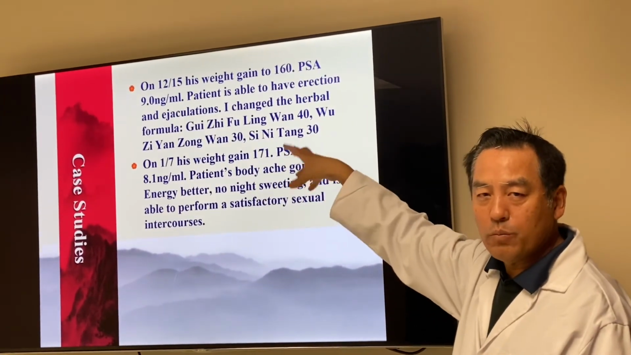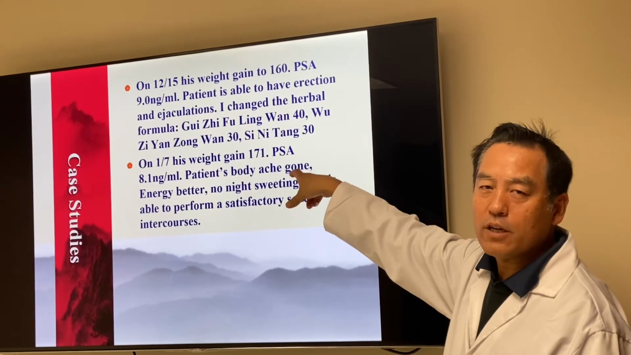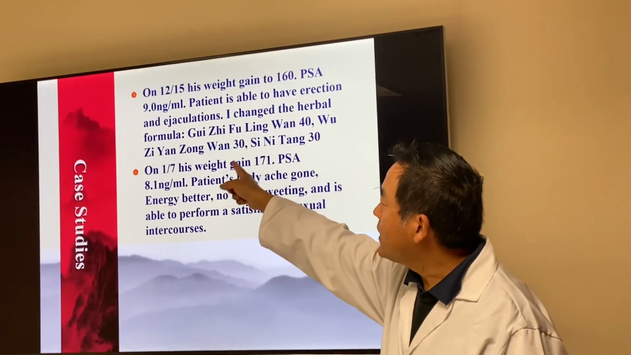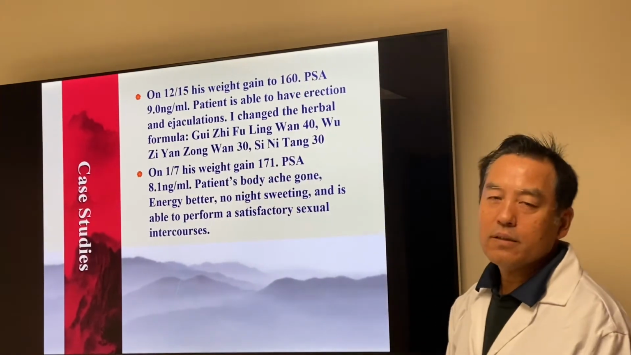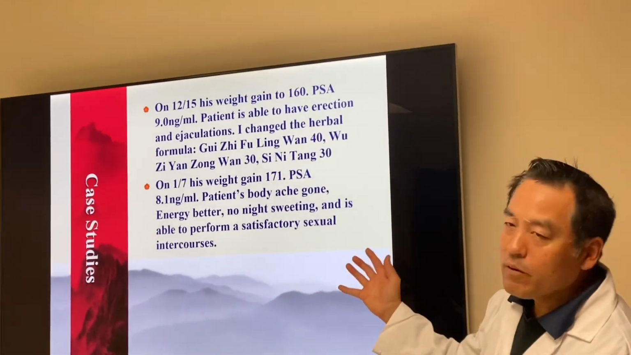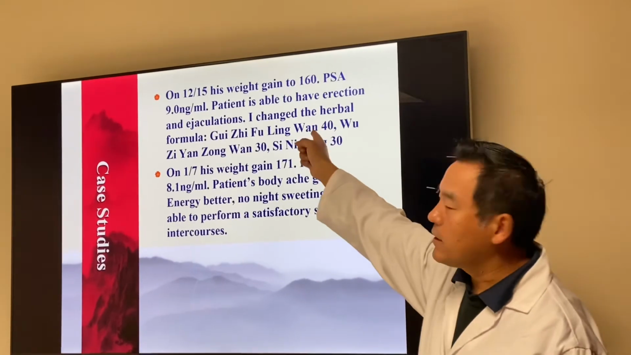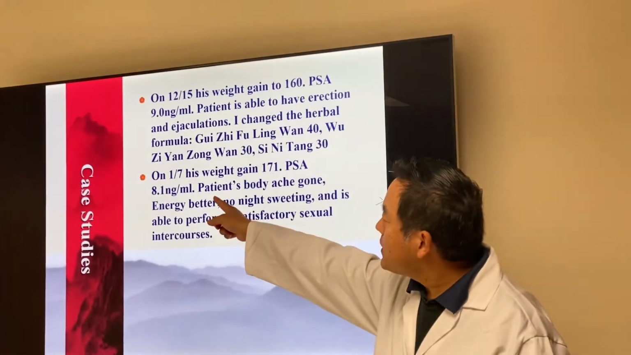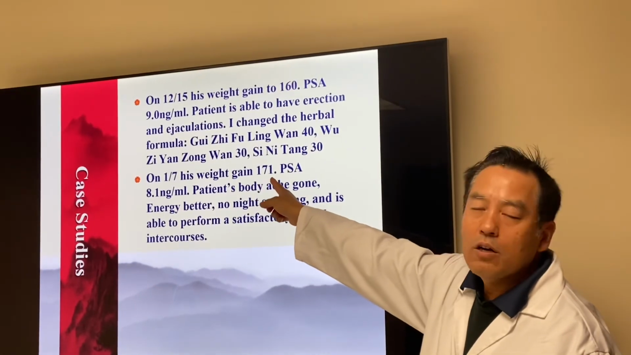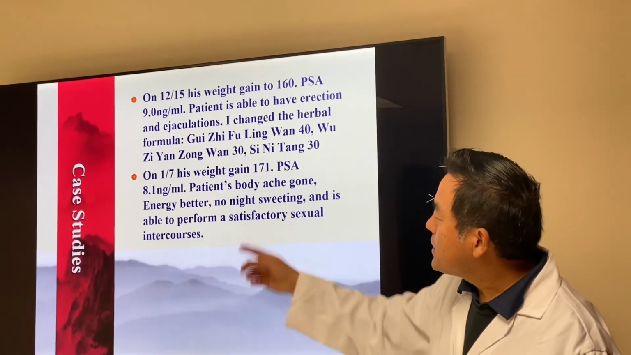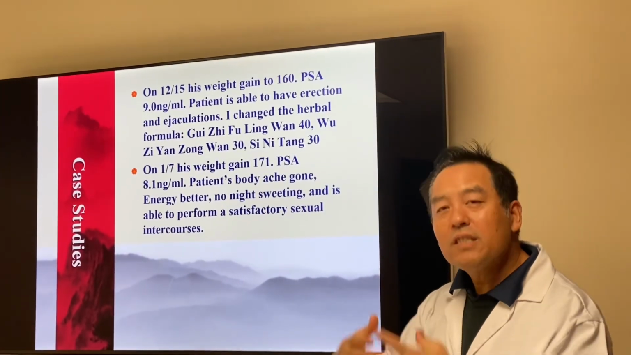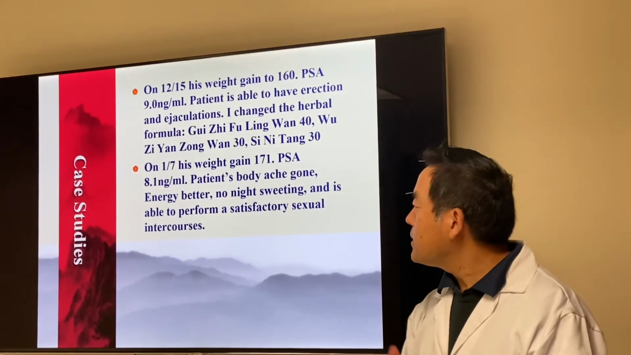I try to improve, and right now I'm focused on improving the prostate health. 五子衍宗丸 30 and 四逆汤 30. So we still try to balance hormones and strengthen the heart, but we're focused on improving the prostate health. On January 7th, his weight gained to 171 pounds, PSA level 8.1 nanogram per milliliter. So such a great improvement step by step.